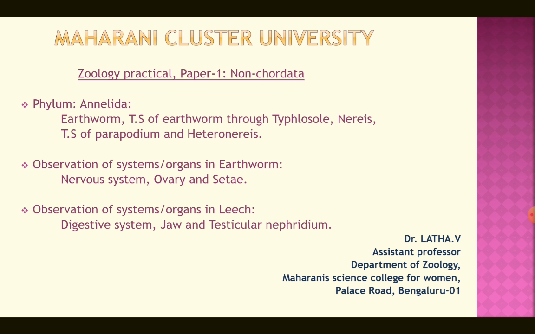So here we'll be focusing mainly on examples of Oligochaeta, example earthworm, and polychaetes, example Nereis and heteronereis. And we'll also look into a few systems in case of leech, which belongs to class Hirudinea. Now with this, let us start with the practical aspects of it.